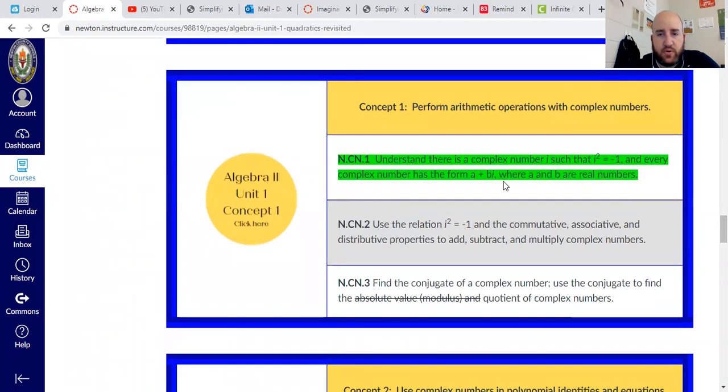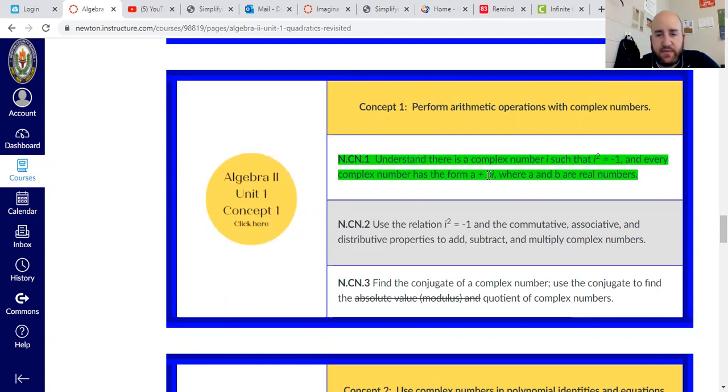Here's concept 1: Perform arithmetic operations with complex numbers. N-CN.1: Understand there is a complex number i. Again, technically i is a complex number. All complex numbers have this form, a plus bi. We'll talk about that next week. So i falls into this category if a is 0 and b is 1. Normally we just refer to it as the imaginary number, but technically this is correct. Anyway, understand there's a complex number i such that i squared is equal to -1, what we just talked about.